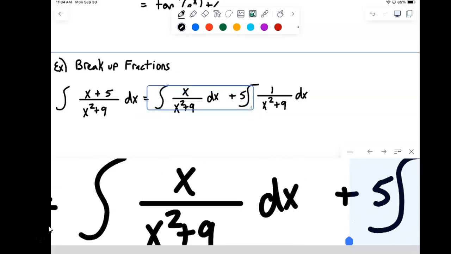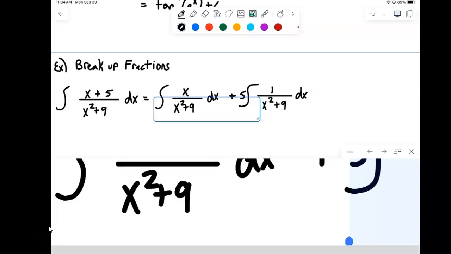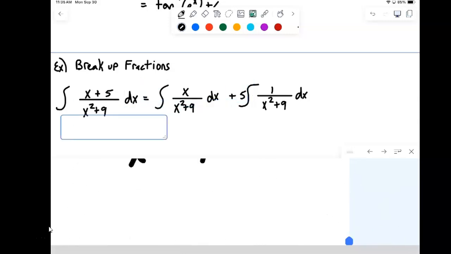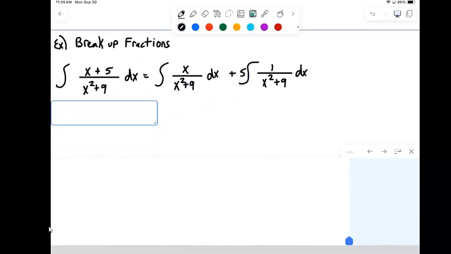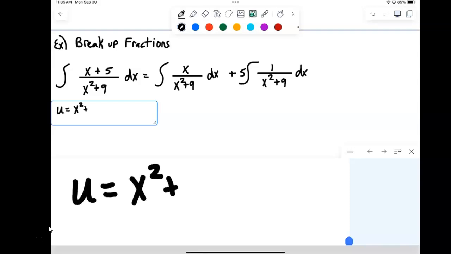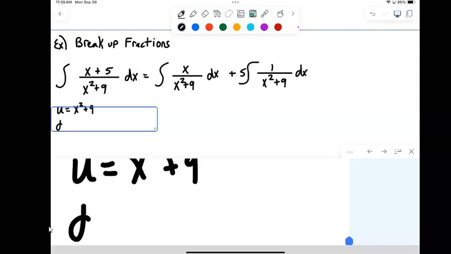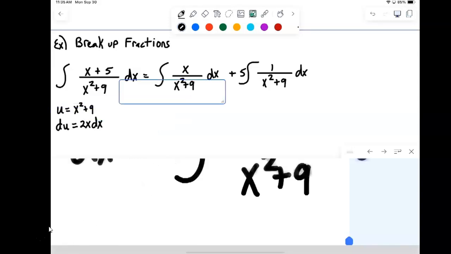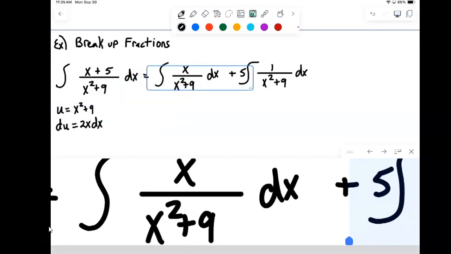We have something over something, and the numerator is part of the derivative of the stuff in the bottom. All right, so we do our basic substitution here. u equals x squared plus 9. du will call for a 2x to go with the dx. And that's exactly what we need here. Right? That's exactly what we need here.